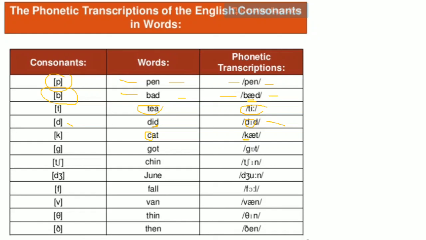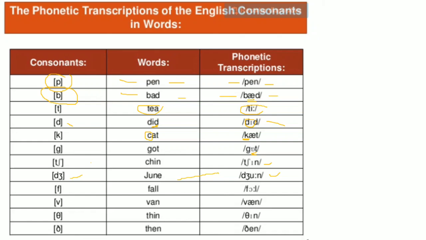This is not a sound. This is not a symbol, okay? This is a letter. So K, cat. G, got. You see the difference with the short O? Ch, chin. J, June. Miren cómo se dice el mes, the month. June. You're going to teach the months of the year.